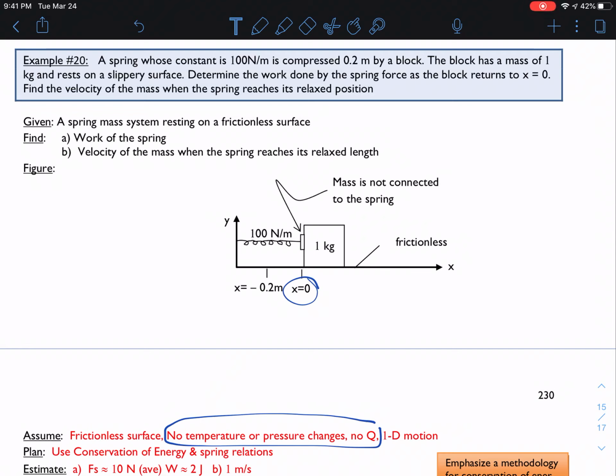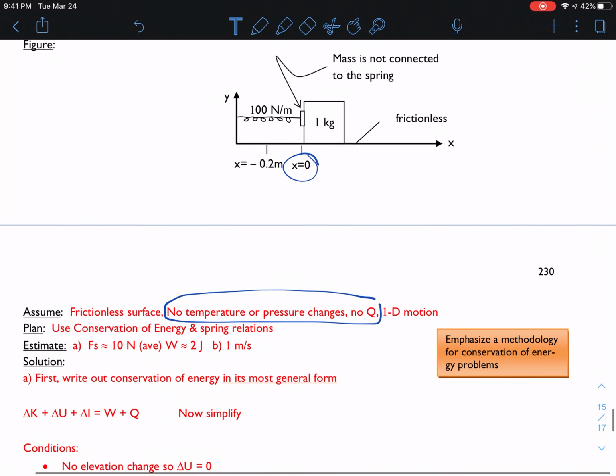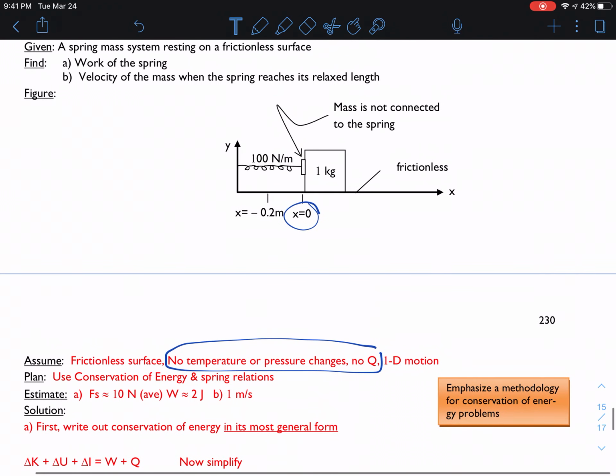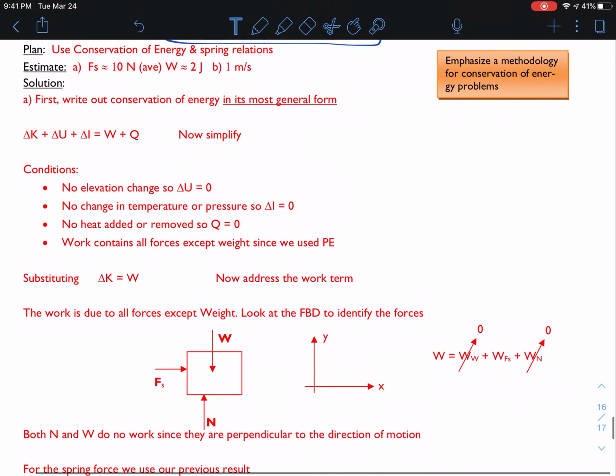Okay, so next I'm gonna continue on this example problem, which is on page 229. Example 20. I did not add a video last time, so hopefully this is gonna help you out. So we left at the solution part. We set up everything else in terms of the layout.